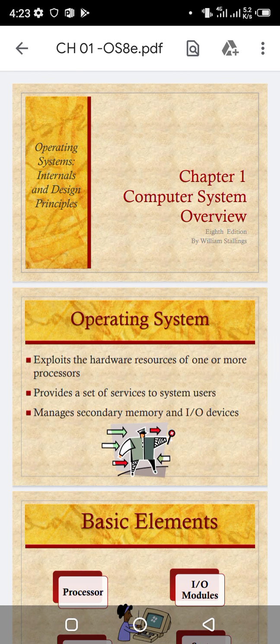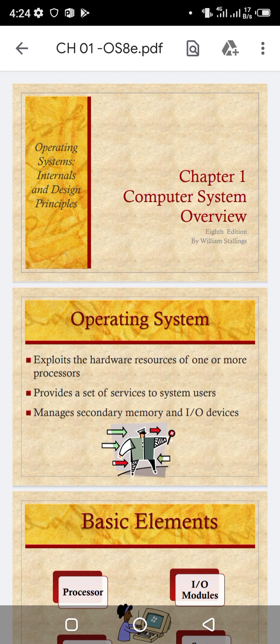Hi everyone, today we are going to discuss computer system. We are using William Stallings' 8th edition, chapter 1 book. These are summarized notes. So we'll start with the operating system.